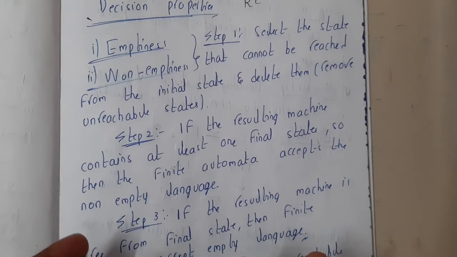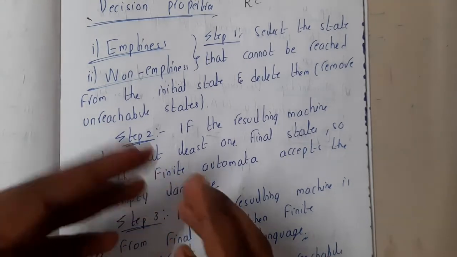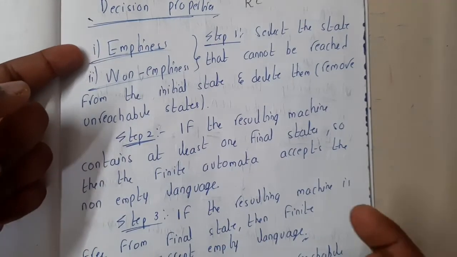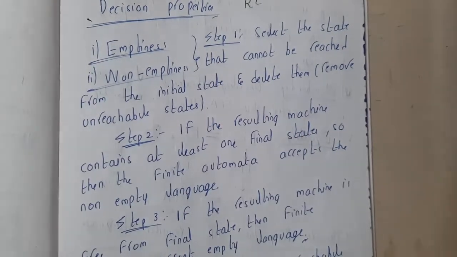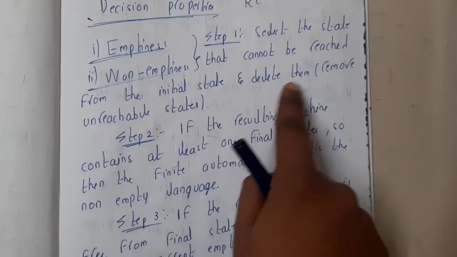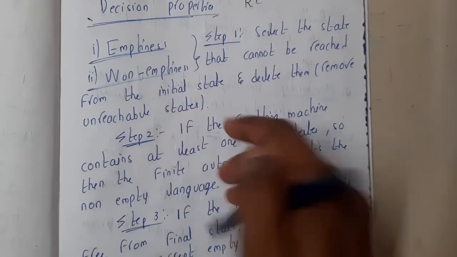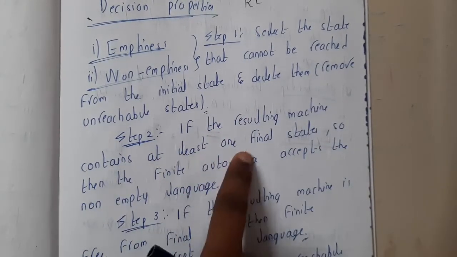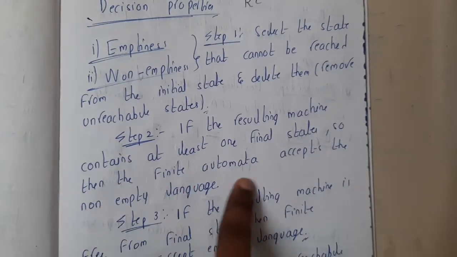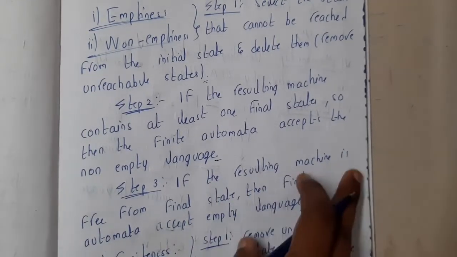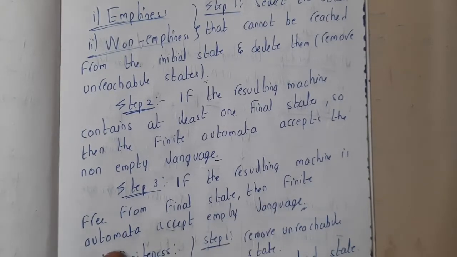So based on its generating power, right? If it is generating at least one item, it is non-empty. If it is not generating anything, it is empty, right? Yes. So step one is what, guys? Select the state that cannot be reached from the initial state and delete them. Those are nothing but unreachable states. Similarly, if the resulting machine contains at least one final state, then the finite automata accepts a non-empty language. If the resulting machine is free from a final state, then it is an empty language.